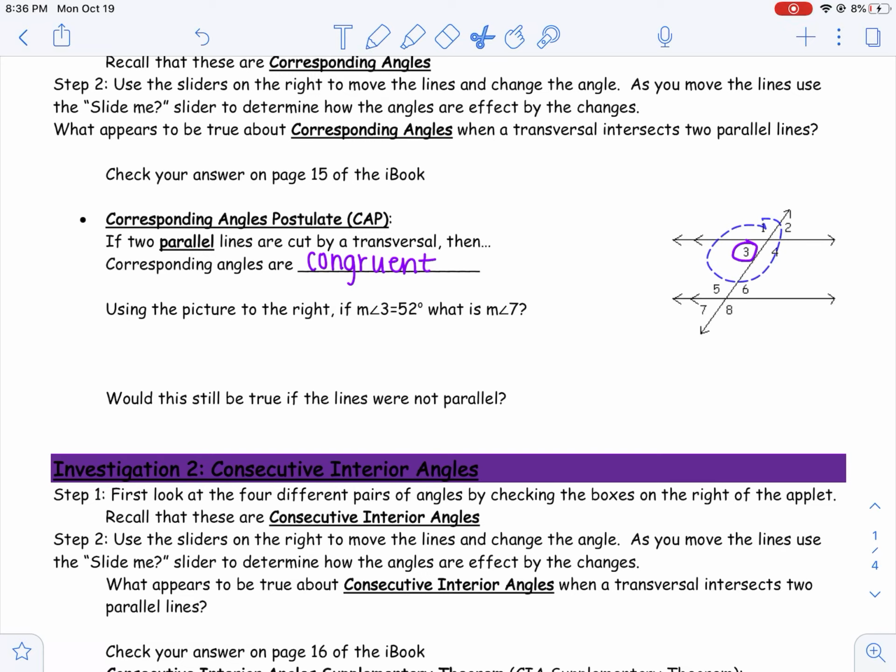and we'll imagine this as that slider again. There's my corresponding angle of 7. So it asks me, what is the measure of 7? Well, I also know that the measure of angle 7 is equal to 52 degrees. How do I know that? Because I know that angle 3 is congruent to angle 7. Okay?